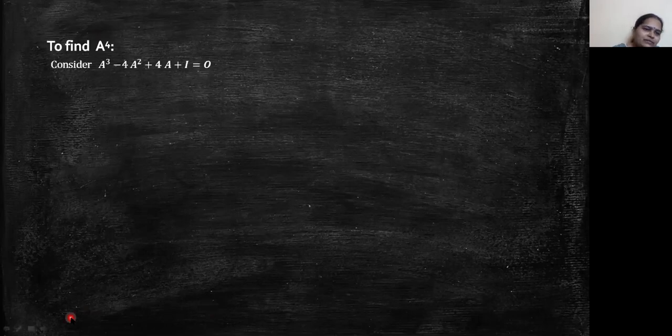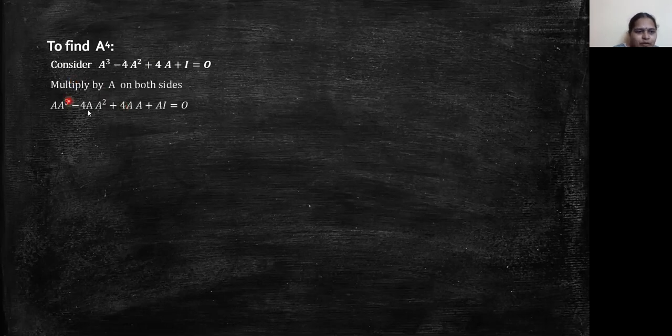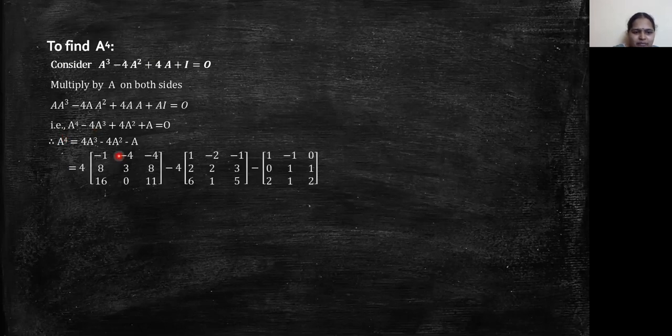Now to find A power 4, again we consider that equation only which we considered for A inverse. So this is the equation which we consider. To find A power 4, we multiply by A on both sides. Then we get A into A cube, minus 4A into A square plus 4A into A plus A into I equal to 0. So A into A cube is A power 4 minus 4A cube plus 4A square plus A equal to 0. We need A power 4, that is why write it on left hand side, remaining all on the right hand side. And we know what is A cube, A square and A.